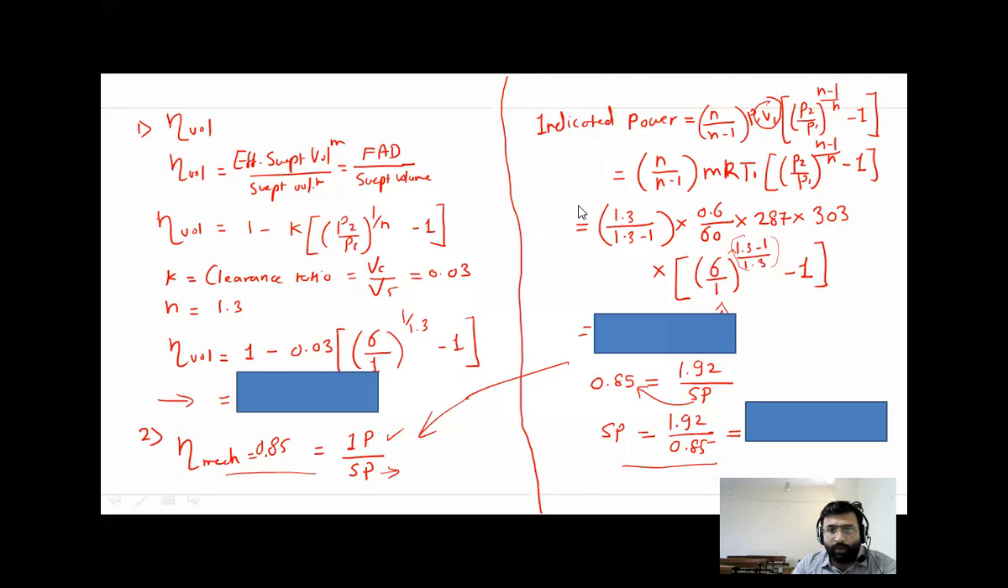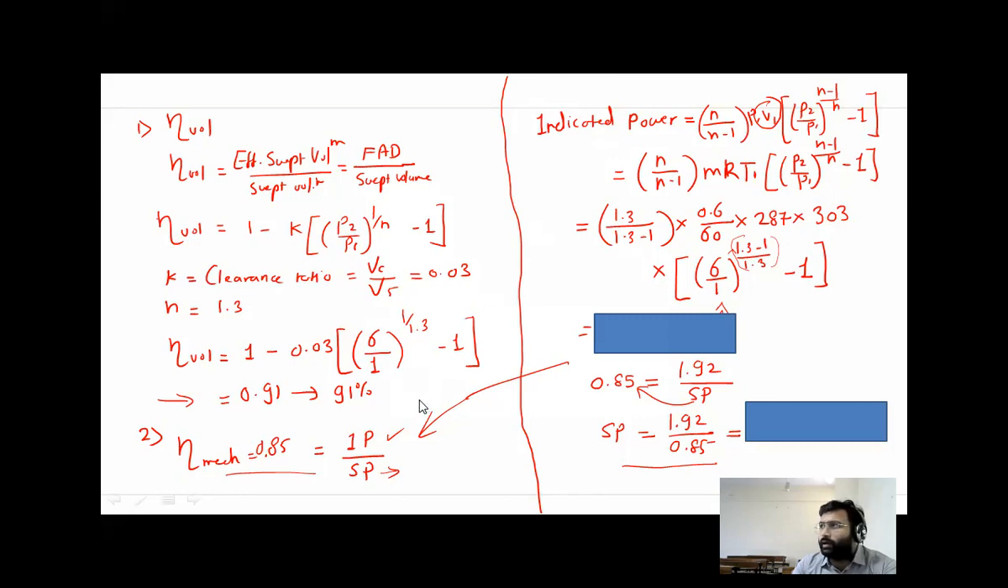Now, what is the problem? Why are people not able to? Chat is enabled. How much did you calculate? Let us say 0.91, correct. So 91% is the volumetric efficiency. This is answer number 1.